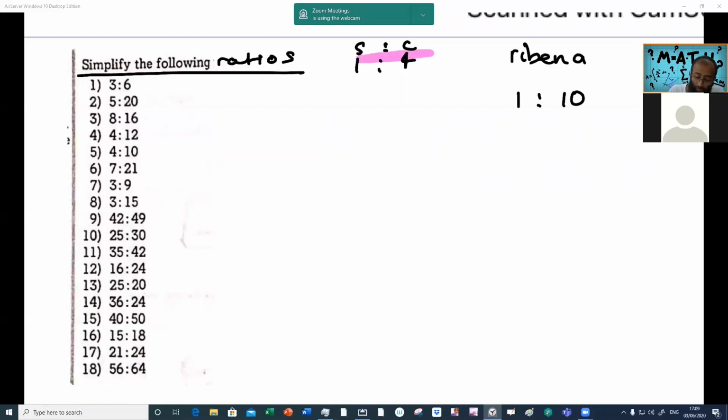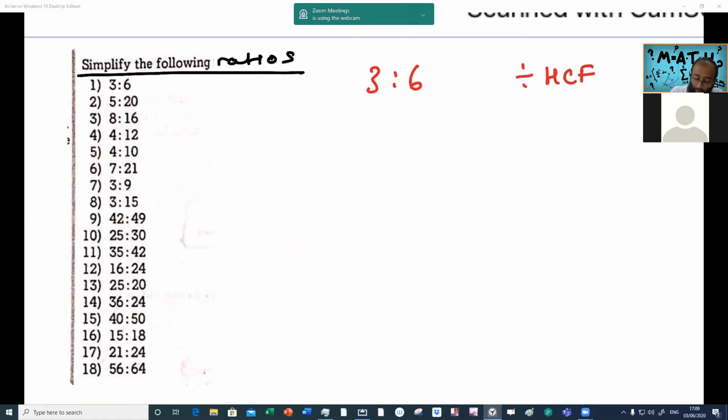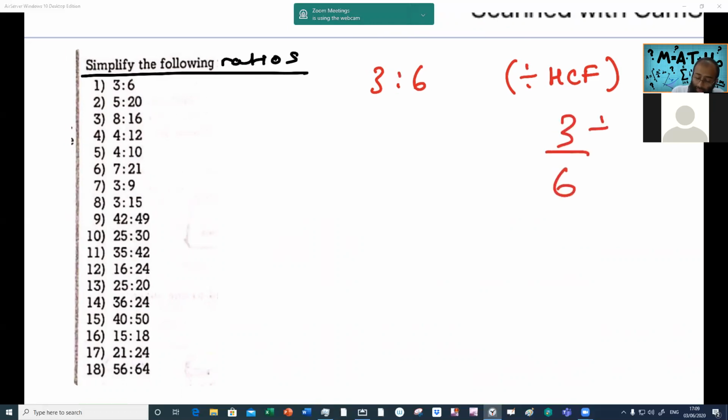So let's get rid of these examples for the moment. Let's have a look at the first example. So we have 3:6. In order for us to cancel this down, we need to divide by the highest common factor, the biggest number that it divides into. So this is like before when we were doing fractions and we had, for example, 3/6, and I said we need to cancel it down. It's exactly the same, but rather than being this way, the question is that way.